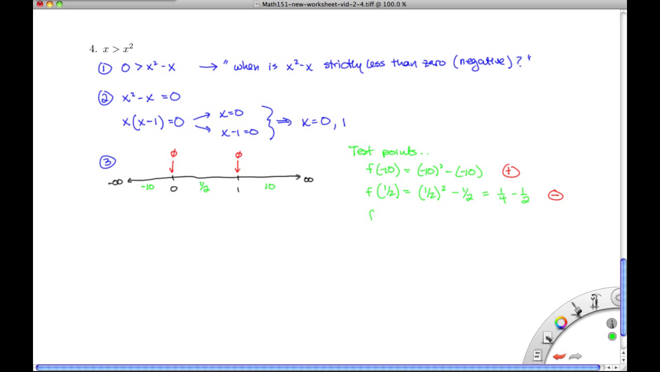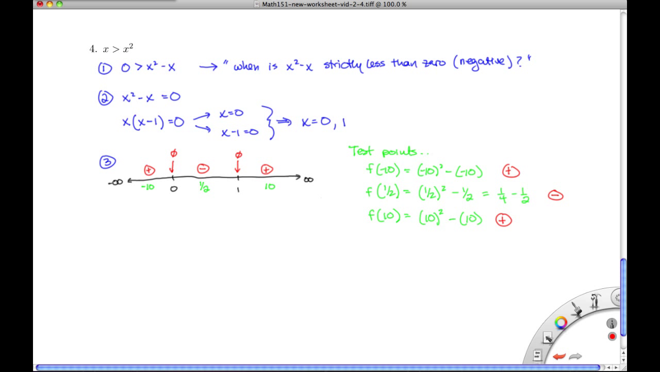And then lastly, we've got f of positive 10. So we've got 10 squared, which is 100, minus 10. And again, that's going to give us a positive number. Okay, so let's take this information and plop it on our sign chart. The interval with -10 is positive, the interval with the 1/2 is negative, and the interval with the positive 10 is positive. So now let's go ahead and answer the question.